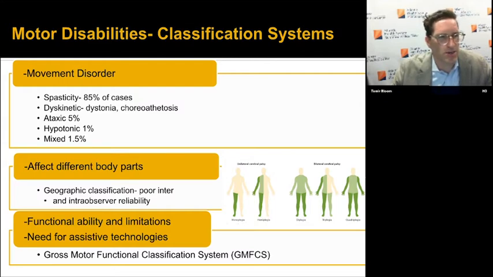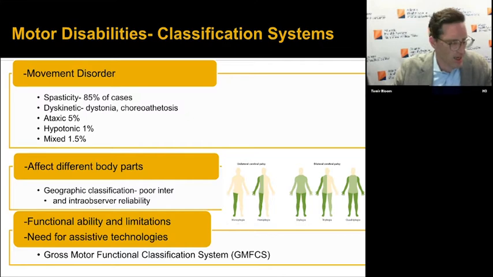The next classification system is based on the different parts of the body that are involved. And this is the geographic or topographic classification. These terms you may be familiar with, including monoplegia, hemiplegia, diplegia, triplegia, and quadriplegia. This classification has been around for 100 years, and it's pretty straightforward to describe. But clinically, sometimes I've had patients where I'm still not quite sure whether they're truly hemiplegic or triplegic. And studies have shown that this classification has quite poor inter- and intra-observer reliability.